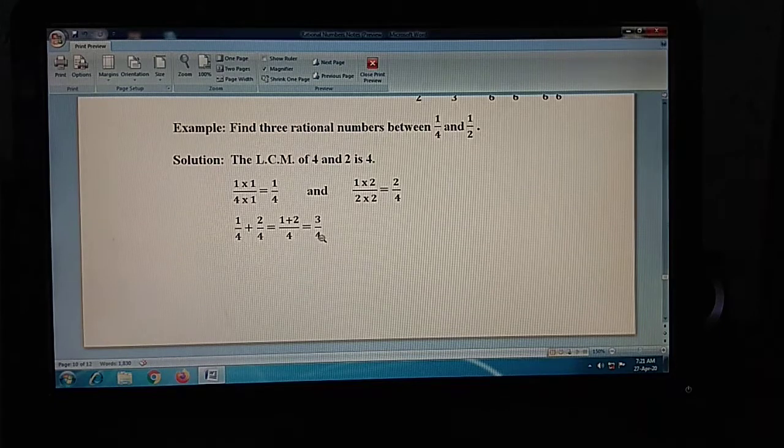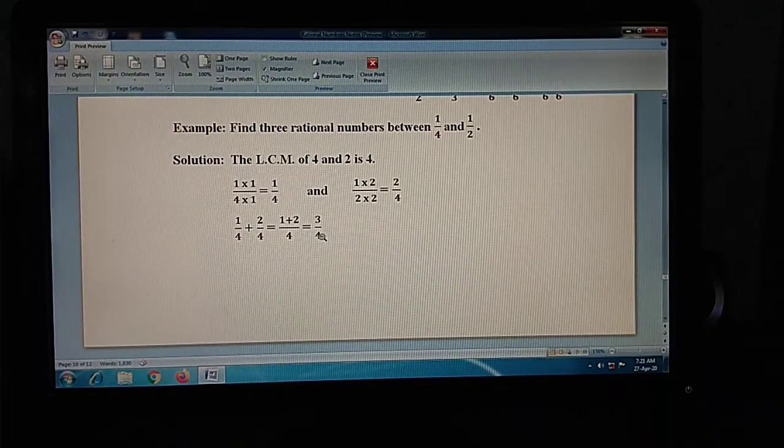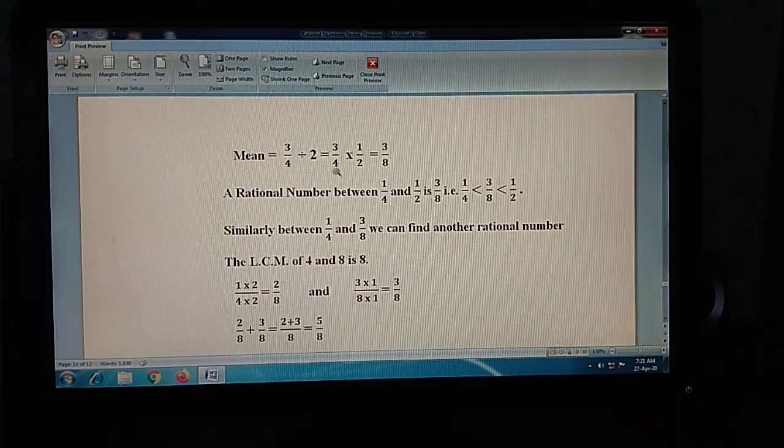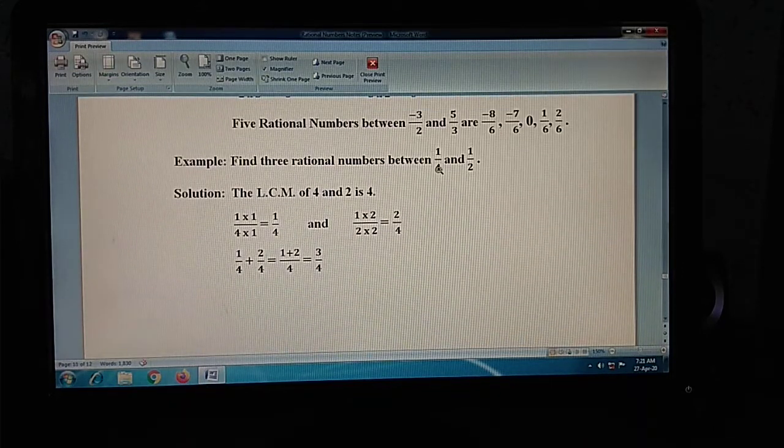Then after that what you have to do is you have to add them. Why have I added them? Because we have to follow the average method. In the average method, first you have to add those numbers. Then after that we have to divide by 2. Divide by 2 means multiplied by the reciprocal 1 by 2. So we got this number. So this number 3 by 8 will lie in between 1 by 4 and 2 by 4.